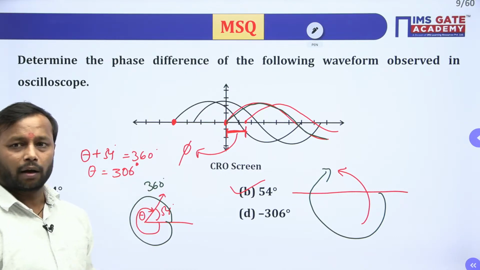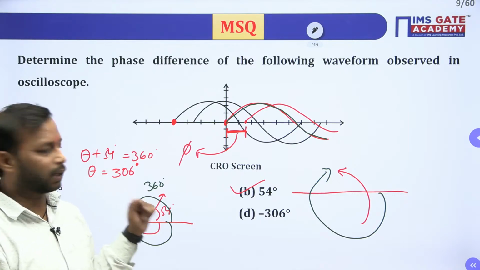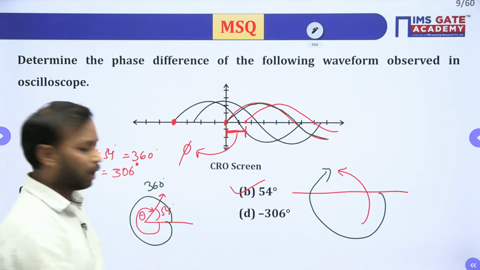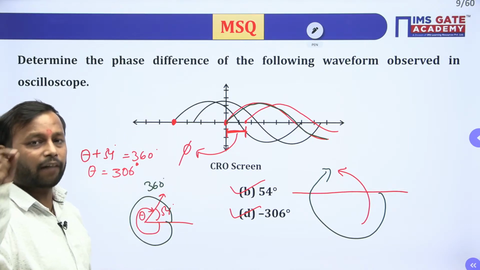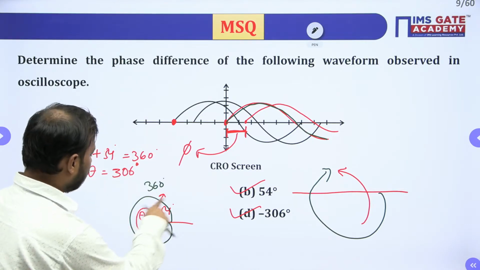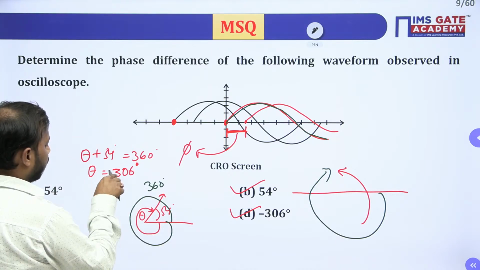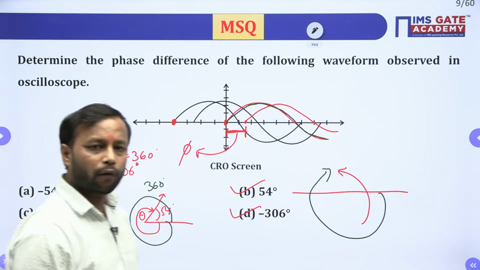306 degree. But sir, here you have written plus, but the answer here is negative. Means this option is correct. Why? Because for the anti-clockwise, we will have to take the plus sign, and for the clockwise, we will have to take the negative sign. Basics of your complex variable.